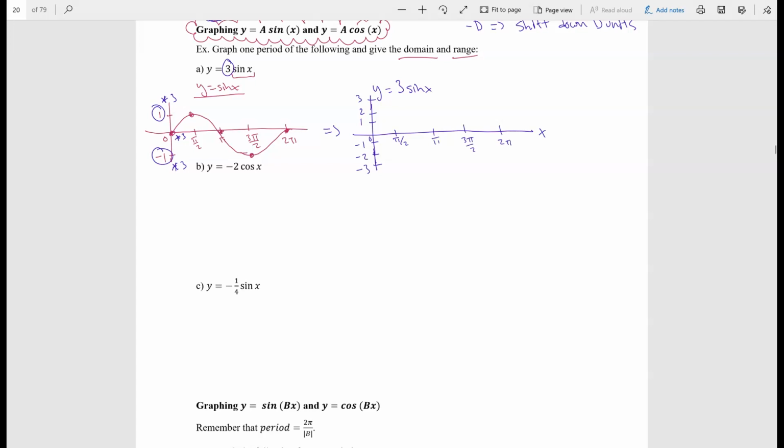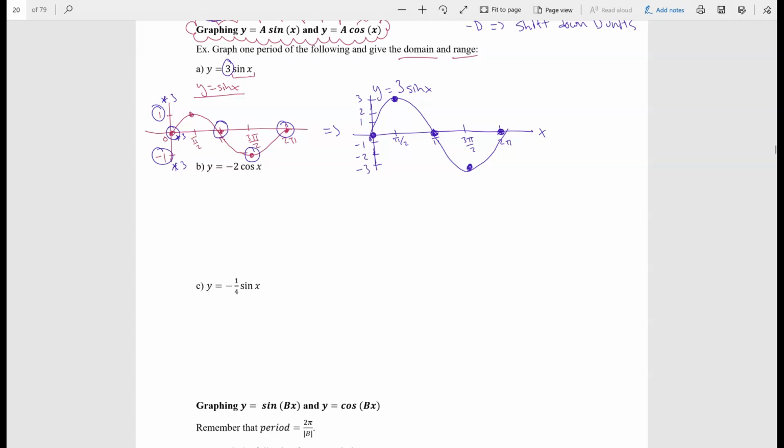So at 0, nothing's going to happen. At this point, that stays the same. At pi over 2, instead of 1, it's being multiplied by 3. So now this is up 3. At pi, you're still at 0. At this guy, you're going to be at negative 3. And then this point is just going to be 0. So you can see here that the wave itself is now stretched out 3 units. I basically just stretched the graph vertically.